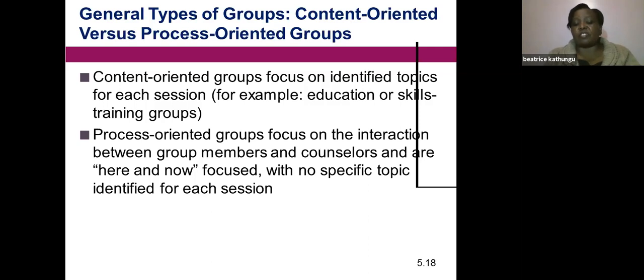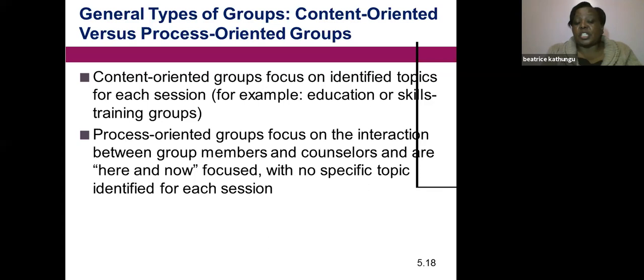Now, on the other hand, we have process-oriented groups. These ones do not focus on content as such. They don't start with a specific content in mind. These ones are more of the here and now sort of focus. I remember Moses mentioned earlier about the skill of immediacy. Immediacy has to do with the here and now. What are the clients in this group exhibiting here and now? That here and now material is what is focused on, as opposed to a specific topic that had been identified earlier.